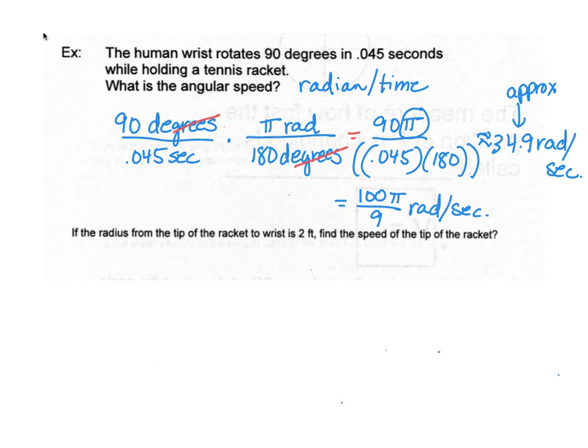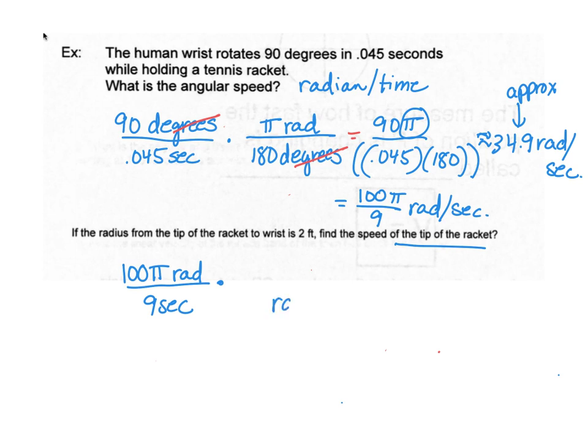Okay, now let's take a look at the next example. It says if the radius from the tip of the racket to the wrist is 2 feet, find the speed of the tip of the racket. So what we're looking for here is linear velocity. And again, it is going to be a unit conversion problem. I'll show you how that works. So I have 100 pi radians per 9 seconds. I would like to get a length per second because linear velocity is how far my point moves along my arc over the length of time that takes.